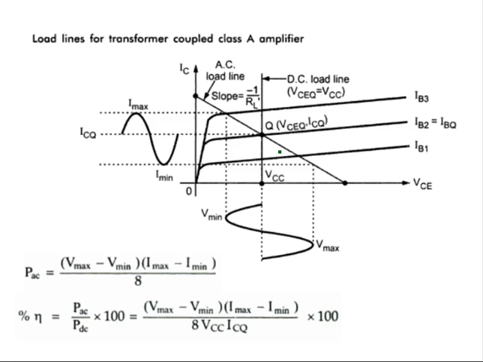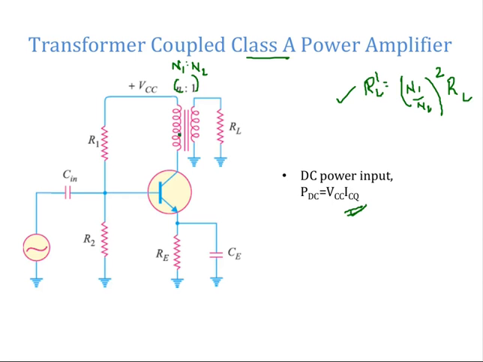Now let us see the load line for transformer coupled class A amplifier. You observe one thing here, we need both DC load line and AC load line. Why? Because as far as this circuit is concerned, under DC conditions, when there is no signal applied to the base of this transistor, we are assuming the DC resistance to be 0. Actually, the DC resistance of this transformer is very small, so we are assuming it to be 0, and we are neglecting this RE drop as well.